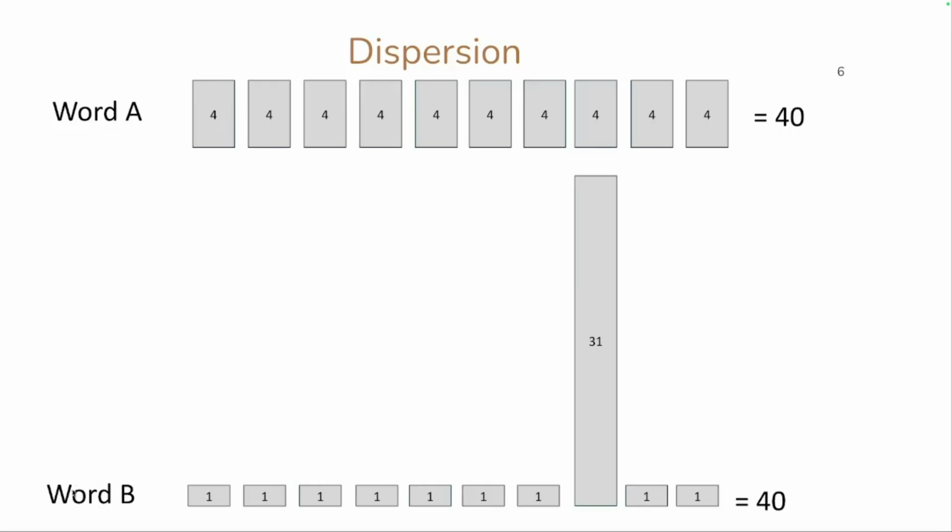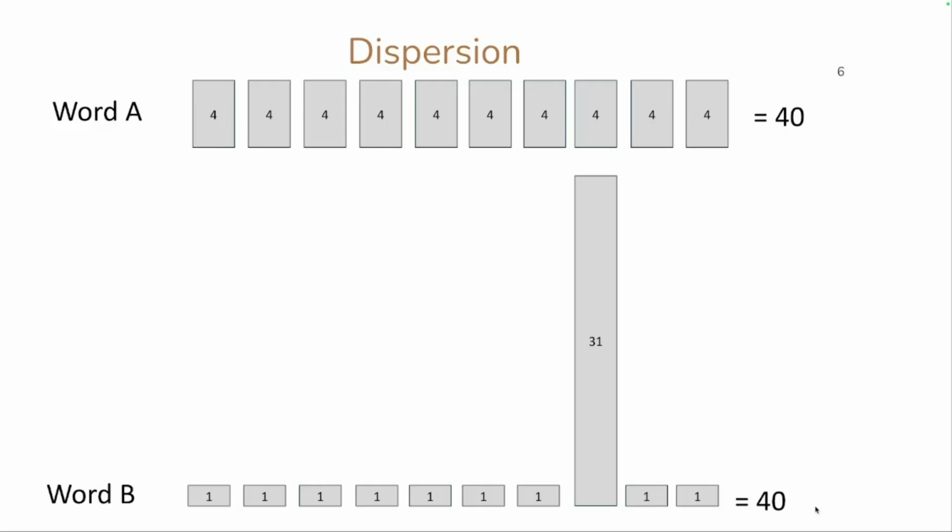On the bottom part, we have word B, and in the first corpus part or text, it occurs once, in the second once, etc., all the way down till, let's say, the 8th. In the 8th corpus part or text, it occurs 31 times, and in the 9th and the 10th, it occurs once each. So that brings us to a frequency of 40 as well. So again, the frequencies are the same because they're both 40. The ranges are the same because they occur at least once in each of the 10 corpus parts. So they have a range of 10.